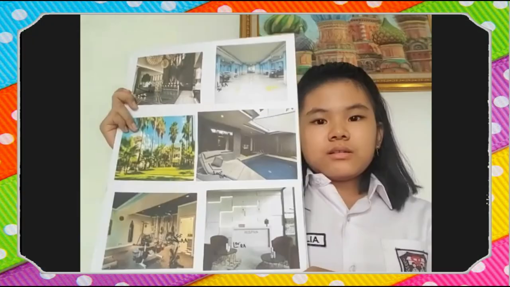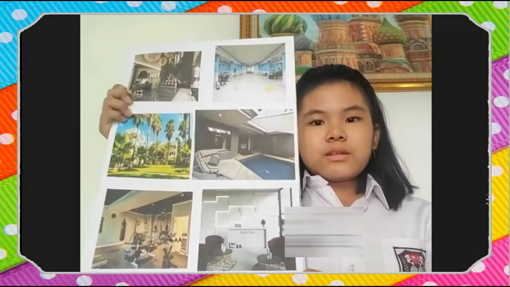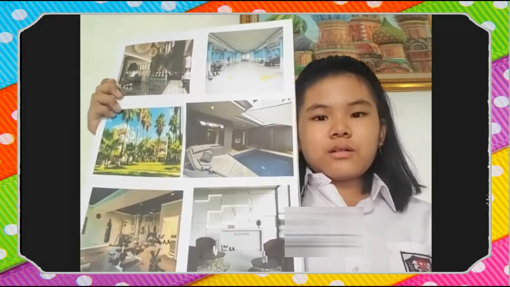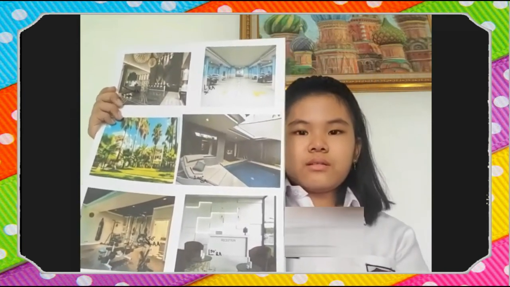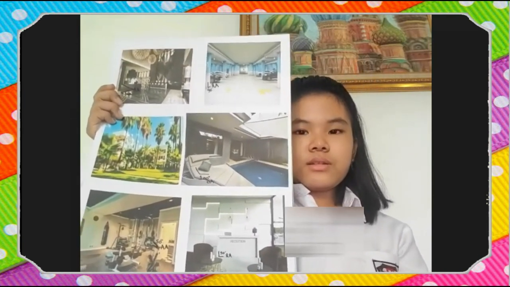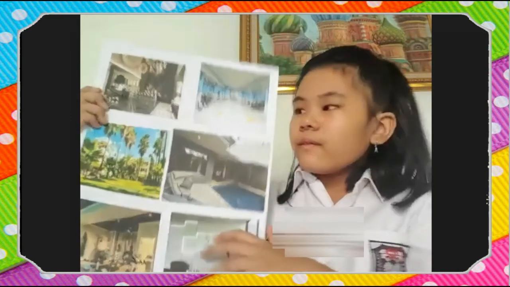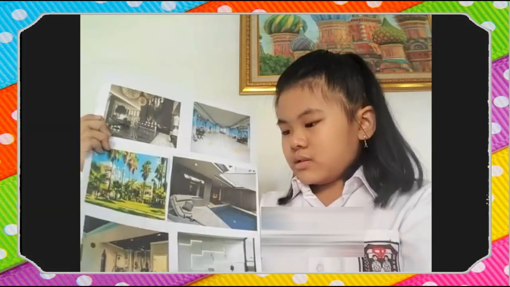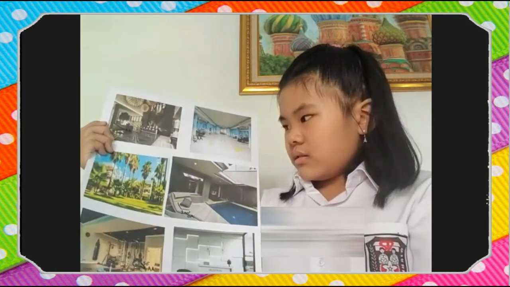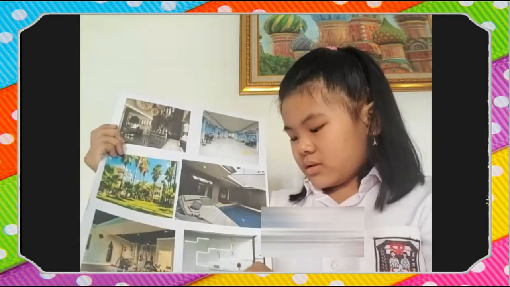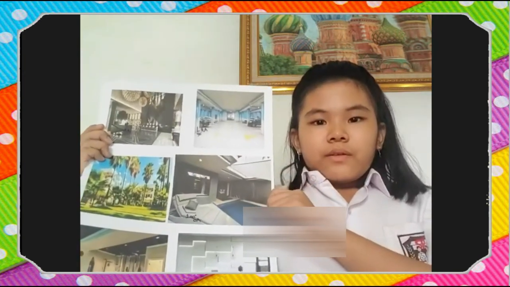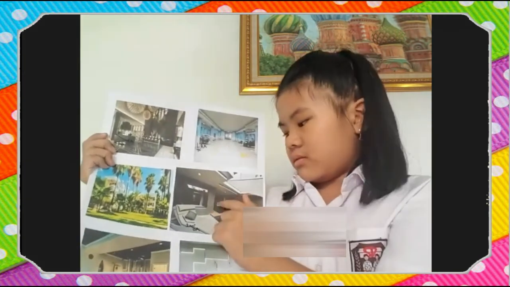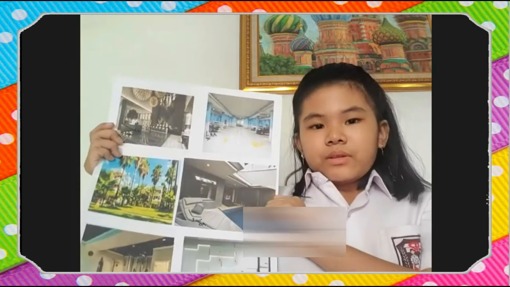God bless you. Today, I want to present about designing a spectacular hotel. I chose this because I like to stay in the hotel. In my spectacular hotel design, I need to have 5 bedrooms, a gym area, a swimming pool, a receptionist, a lobby, a garden, and a parking area. My favorite room is the bedroom because I like to sleep.